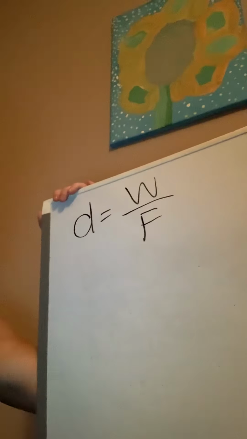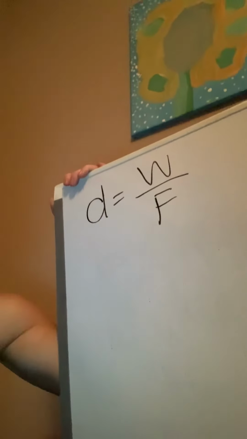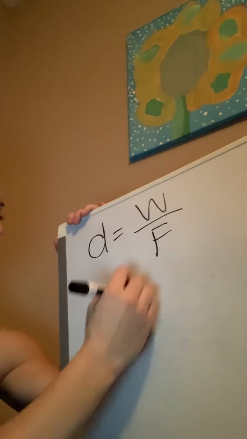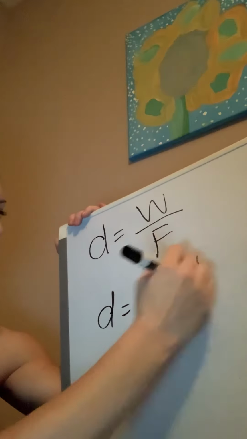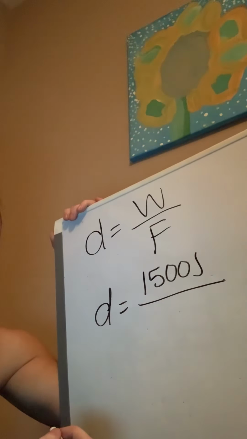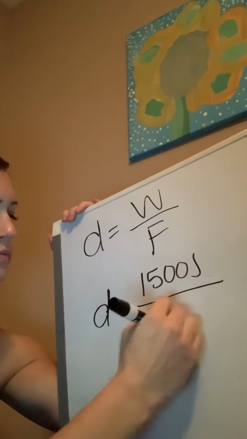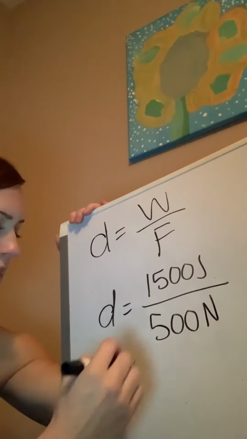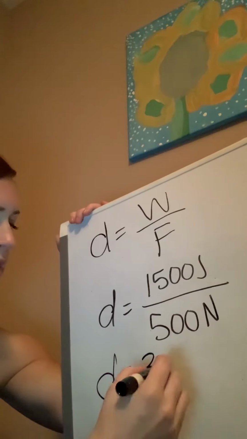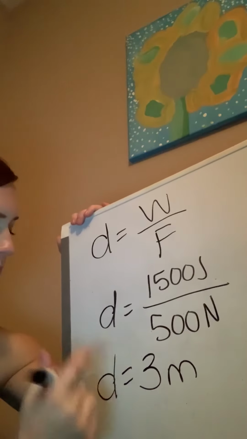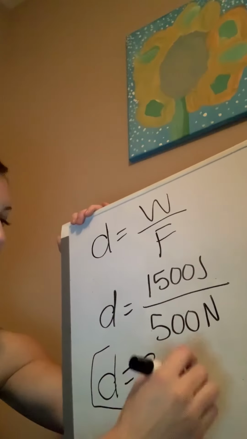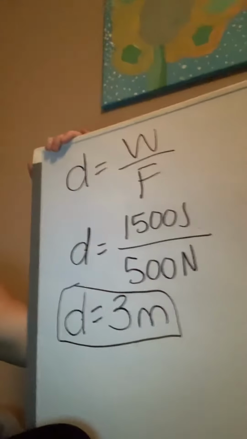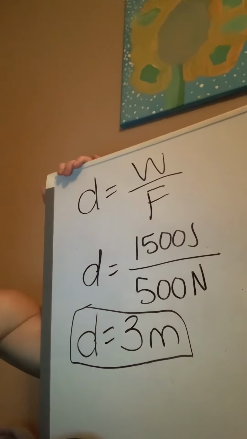So 1,500 joules of work divided by 500 newtons. 1,500 divided by 500 gives us 3 meters. 3 meters is our answer.